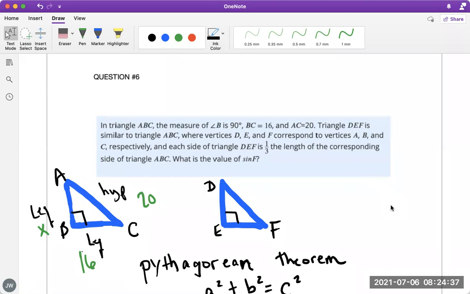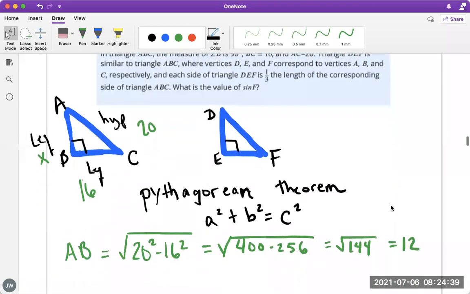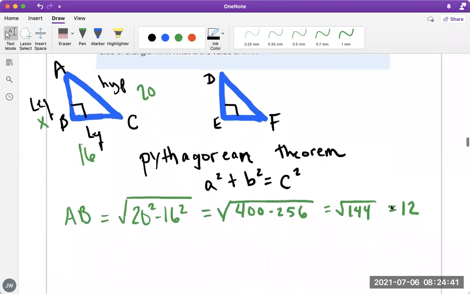Okay, keep working if you don't. I'm gonna go ahead and show you how I solved it. Same process, but I isolated for AB. And if I'm solving for the leg AB, it's gonna be equal to the square root of 20 squared minus 16 squared. And I do all that math and we end up with AB equaling 12. So X is gonna be equal to 12.